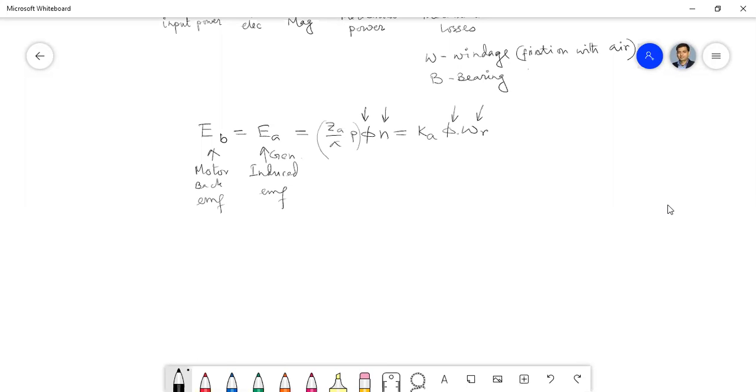Suppose the armature circuit is broken, then suddenly the armature current will be 0, but still there will be the back EMF. Back EMF is proportional to speed and flux. As soon as you have speed and flux, the back EMF will be there. At the very beginning, when the motor is just about to start, the back EMF is 0. But when it gains a certain speed, then it gets a certain back EMF.